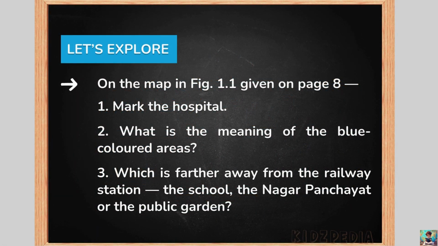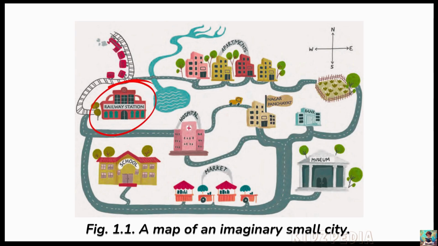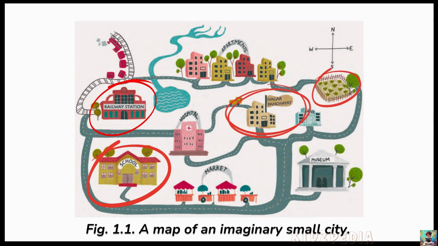Which is farther away from the railway station? The school, the Nagar Panchayat, or the public garden? Let's first find the railway station on the map. Then locate the school, Nagar Panchayat, and the public garden. Look at the distance from the railway station to each of these places. Compare the distances on the map. So, which one is farther?